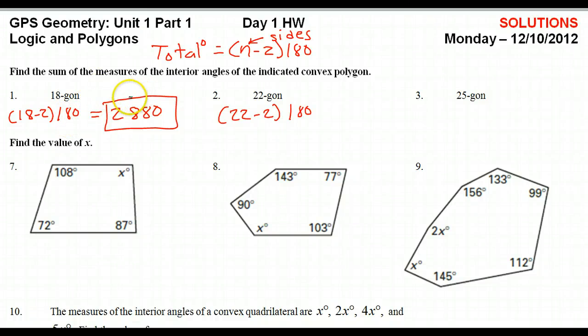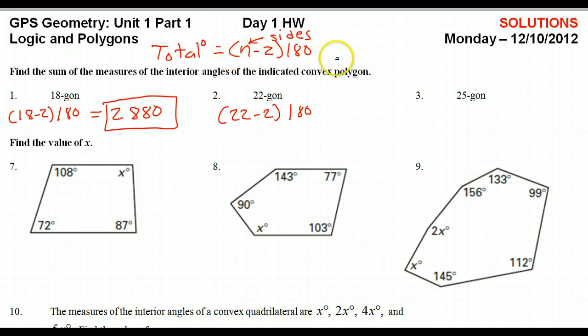This lesson is all about working with polygons. If I know the number of sides, I should be able to figure out the total degrees of any polygon. Or if I know the total degrees, I should be able to figure out how many sides the polygon has. Or if I know one angle, I should be able to figure out the number of sides. Anyway, it's all about polygons.